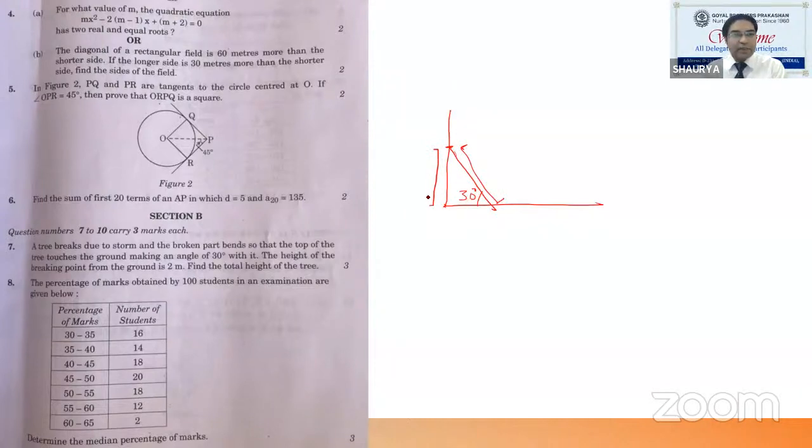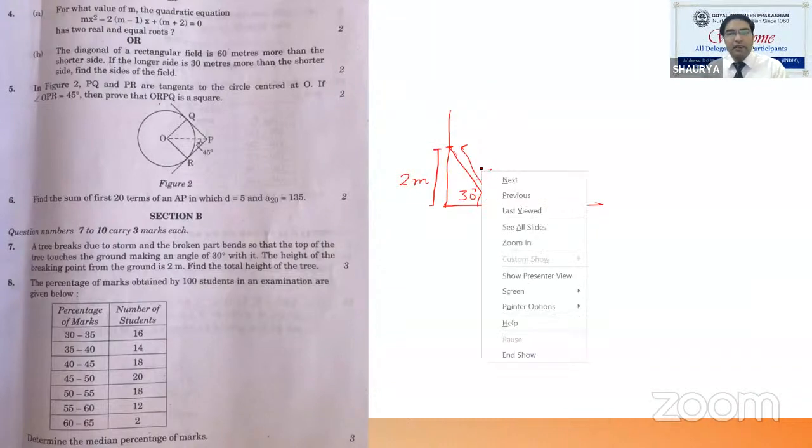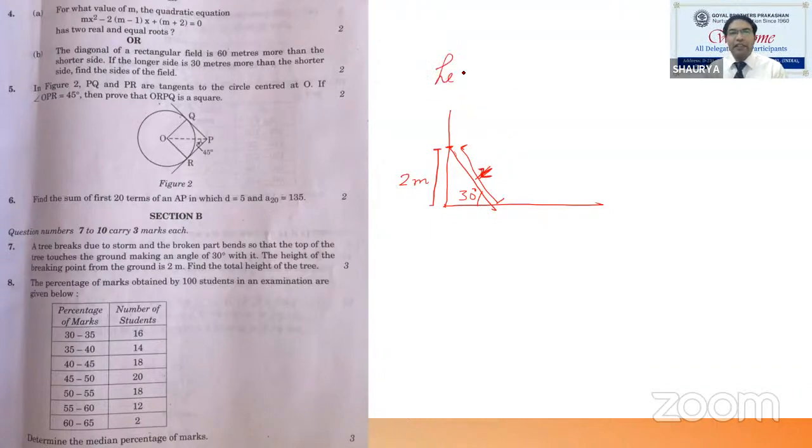The height of the breaking point from the ground is 2 meters. So this distance is given as 2 meters. Find the total height of the tree. So we need to find this, the hypotenuse of this right angle triangle, let's call it x. We need to find x. So the final height of the tree, our answer, would be 2 plus x meters, right? Since the entire question is in meters.